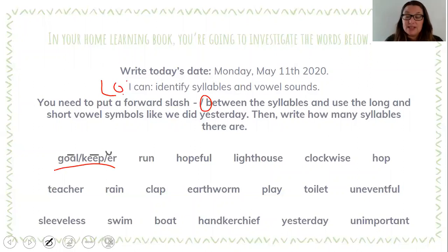So my first thing that I'm gonna do is sound out the syllables. Goalkeeper. So I know that it's 3, so I have my slash there and a slash there. Now, I have to listen to the sounds. Goal, key, per, okay? So I know that go, o, that's a long sound.